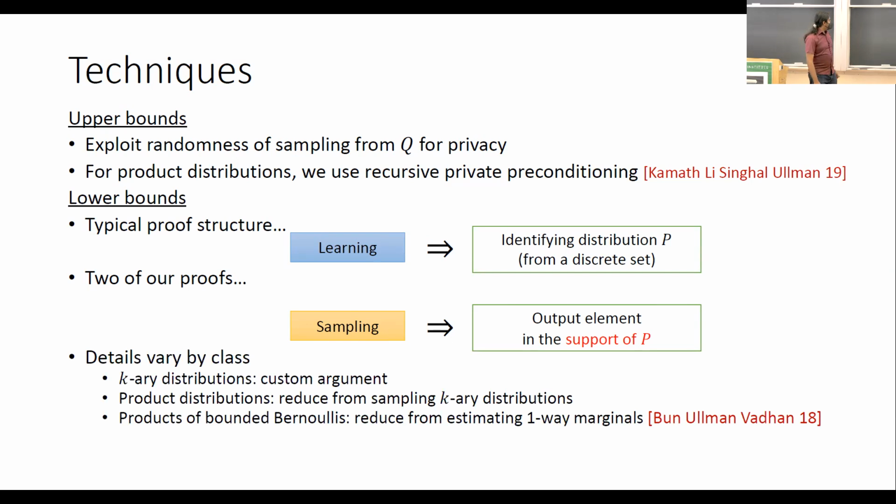The details vary by the class. For discrete distributions with support size k, we use a custom argument that's based on group privacy and a bunch of other things. For product distributions, we actually reduce from sampling from k-ary distributions to sampling from products of Bernoullis. And for the case where we have product distributions with bounded bias, we reduce from another statistical problem, that of estimating one-way marginals, for those of you who know about that problem. And a lower bound for that was previously proven by work by Mark Bun, Jonathan Ullman, and Salil Vadhan. Okay, so this is just a high-level overview of our techniques. It's okay if all of the words on the slide don't make sense.